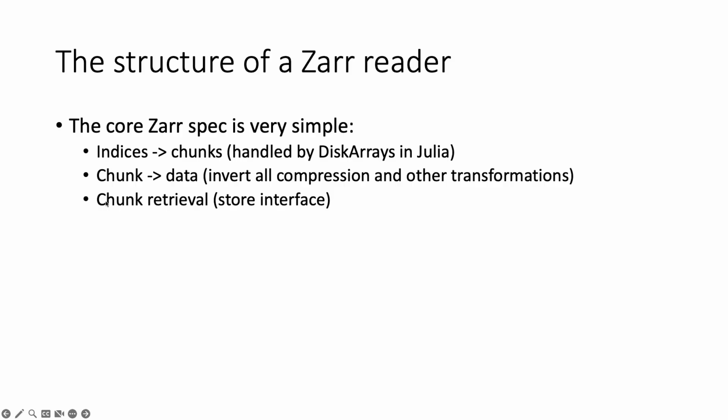So the core Zarr spec is super simple, right? It's just, given some indices of an array, can you convert that to which chunks you need? Given a chunk, can you convert that to data, or can you go the other way around? Given the data, can you compress that into a chunk? And the last question is, of course, given a chunk index, how do I get that chunk physically? And so that could be either a simple file system, could be S3, HTTP, Google Cloud. You could go into a zip file and decompress on the fly and look at that. So that's Zarr.